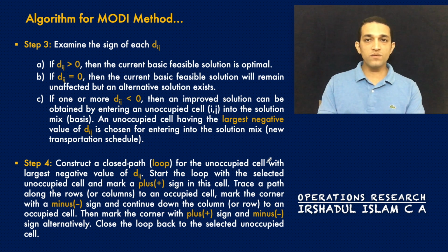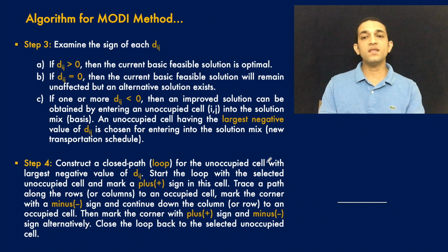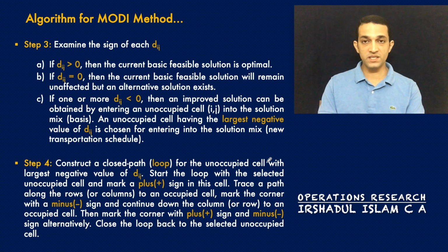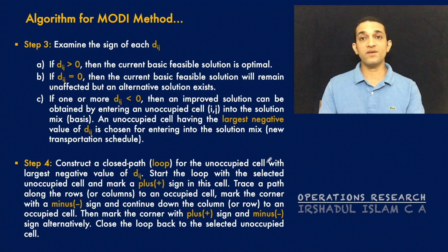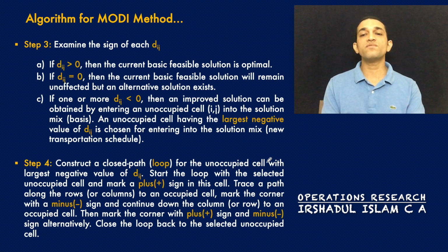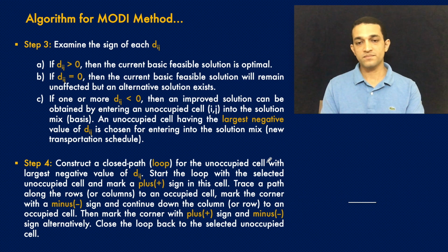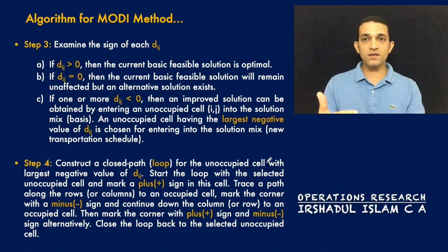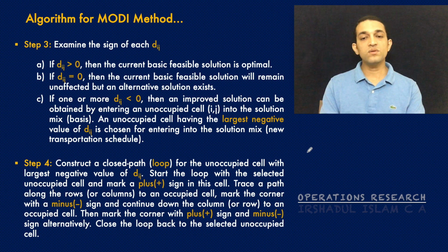If any one of the dij values is less than 0, then an improved solution can be obtained by entering an unoccupied cell into the solution mix. An unoccupied cell having the largest negative value of dij is chosen for entering the solution mix. After that, we will construct a loop for the unoccupied cell with the largest negative value of dij.